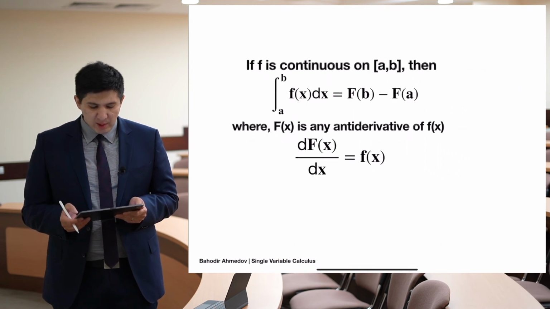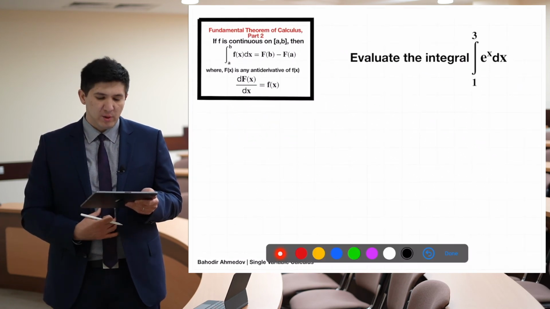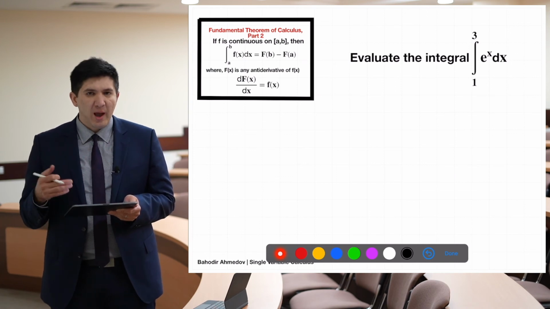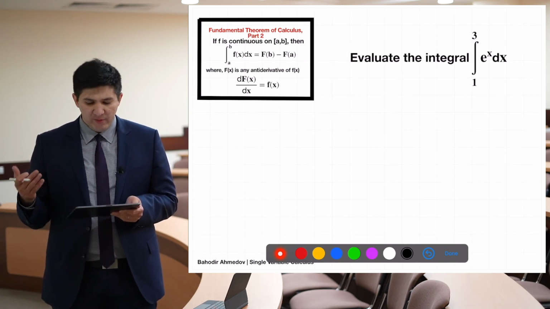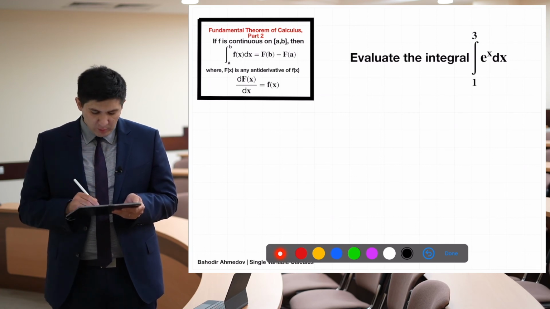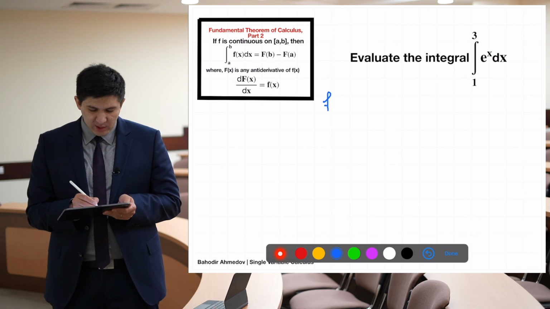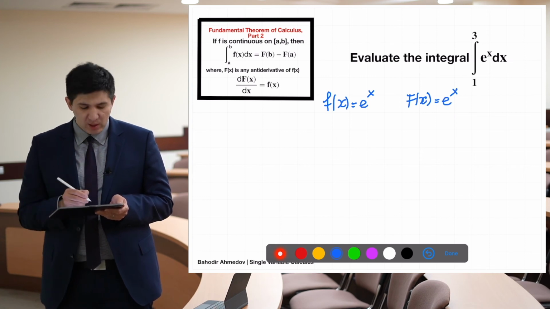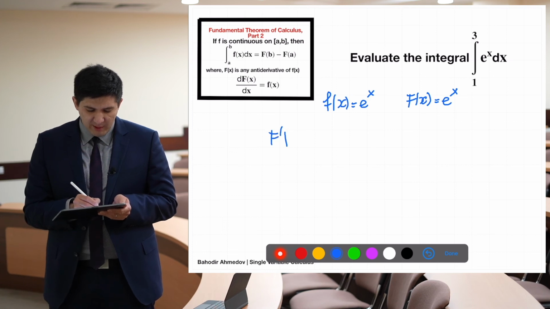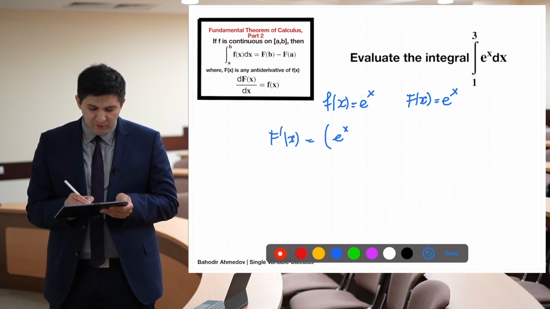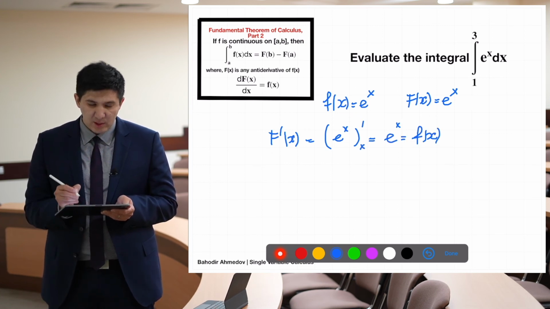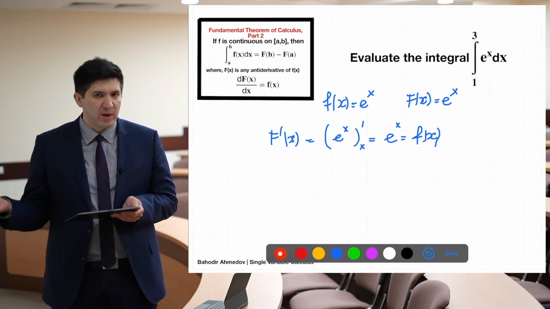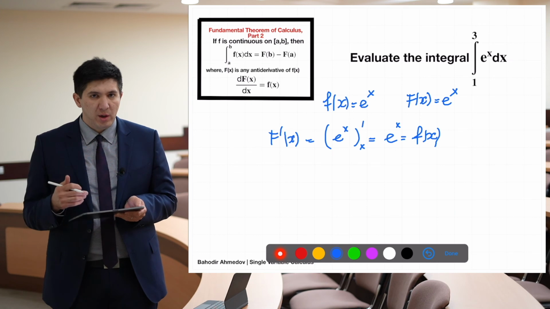So let's try to do some examples and learn how to do this. Let's say we have to evaluate the integration of e to the power of x from 1 to 3. First of all, we are given the small f of x, which is e to the power of x. We have to find the capital F of x, which is also e to the power of x in this case, because the derivative of e to the power of x with respect to x is e to the power of x. So in this case, we're lucky that this function is e to the power of x.